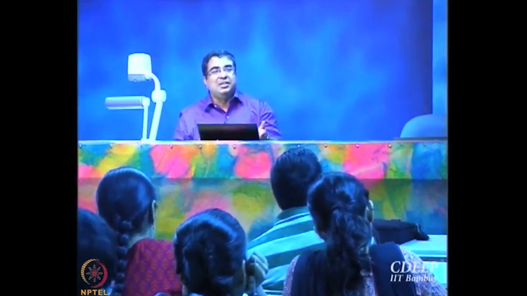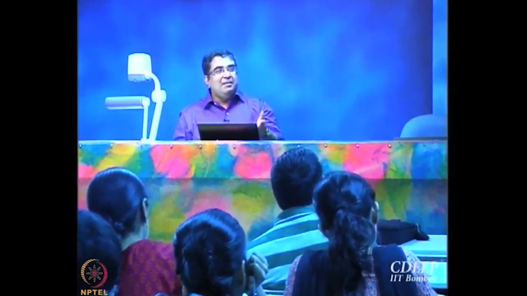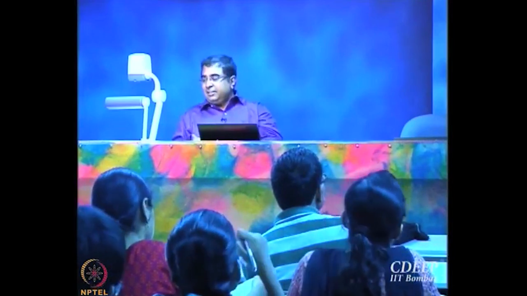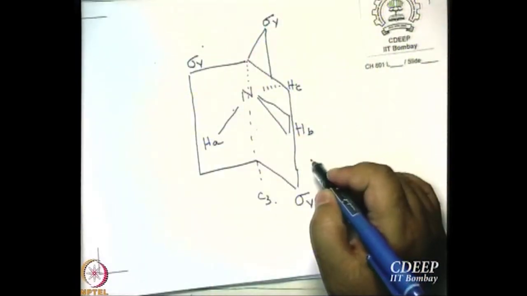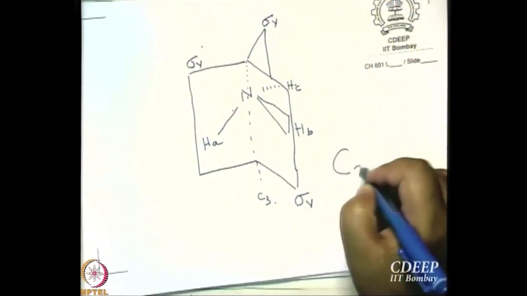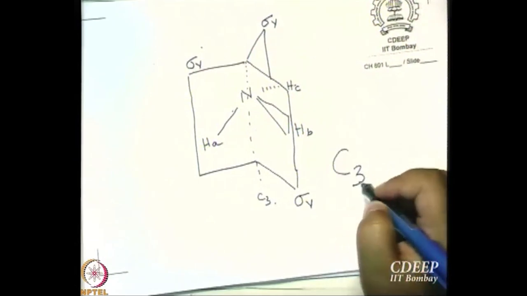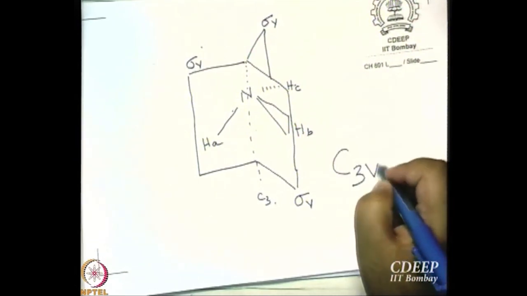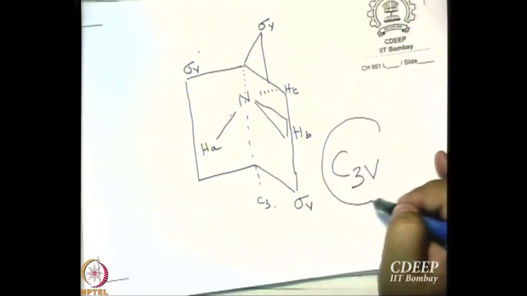Alright. Now see, I can see, but you cannot even see the flow chart now, isn't it? Even without looking at the flow chart, I think it is very easy for you to tell me the symmetry point group of ammonia. So, C3, principal axis, and the only other thing that is there is a vertical plane of symmetry. So, it has to be C3v.